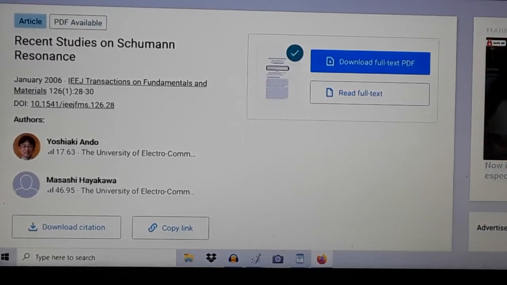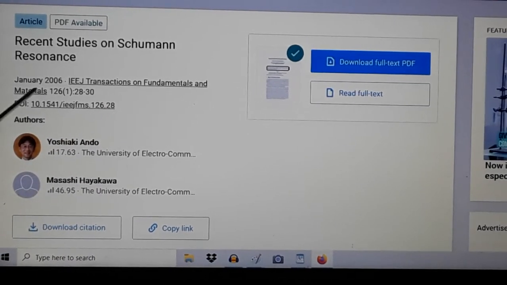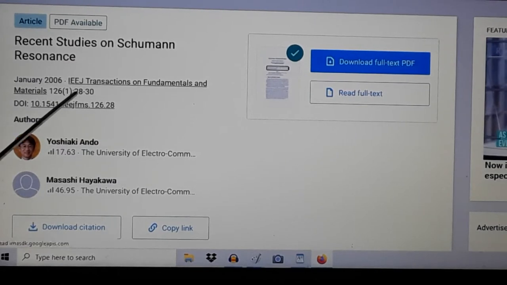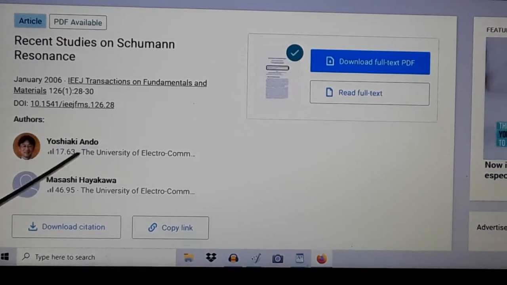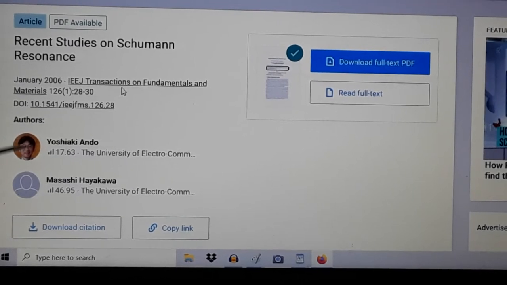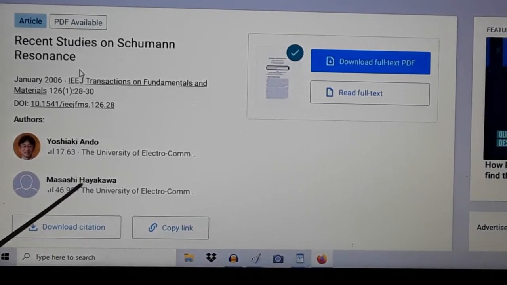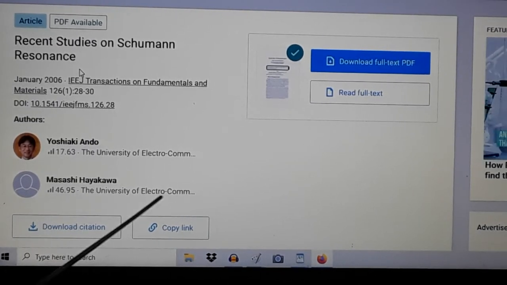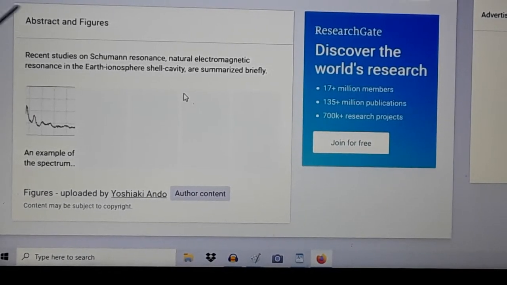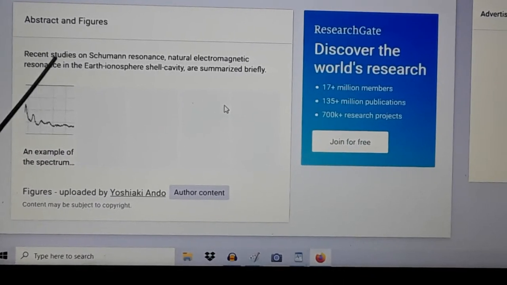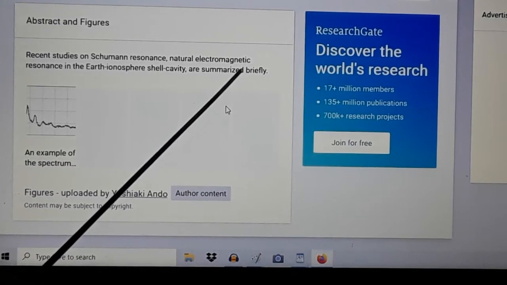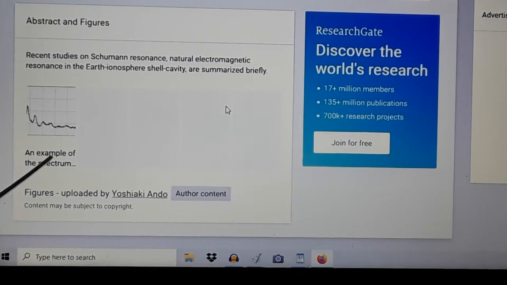In the interests of doing that, I'm going to present this ResearchGate article, whose title is Recent Studies on Schumann Resonance. This is from January 2006, IEEJ Transactions on Fundamentals and Materials, volume 126, number 1, pages 28 to 30. It's from Yoshiaki Ando at the University of Electro-Communications, and Masashi Hayakawa, I probably butchered the name, from the same university. It says recent studies on Schumann resonance, natural electromagnetic resonance in the Earth-ionosphere shell cavity, are briefly summarized. Then it says an example of the spectrum of the Schumann resonance, a figure they will present later and lower.